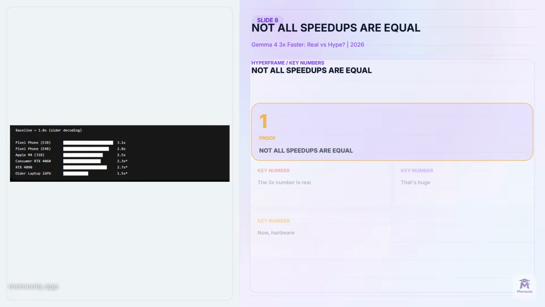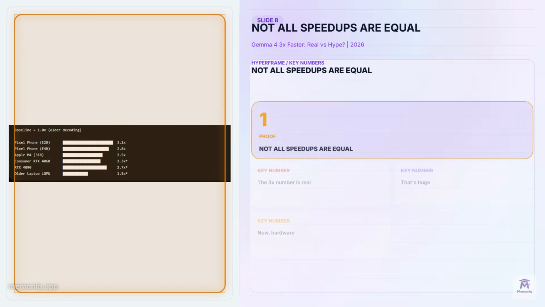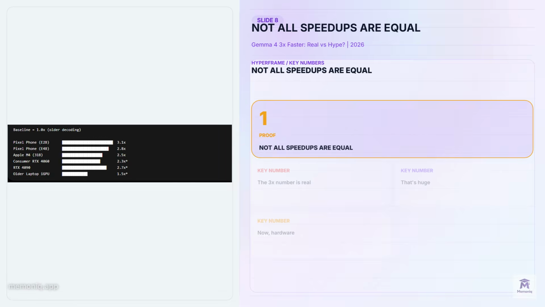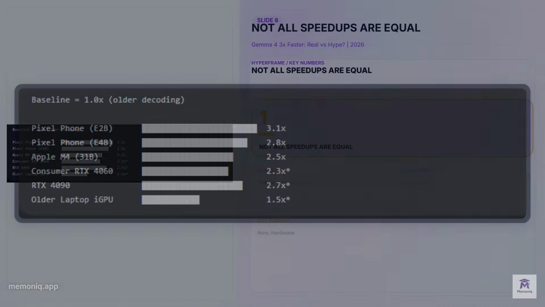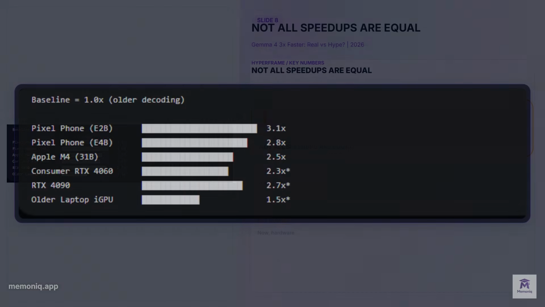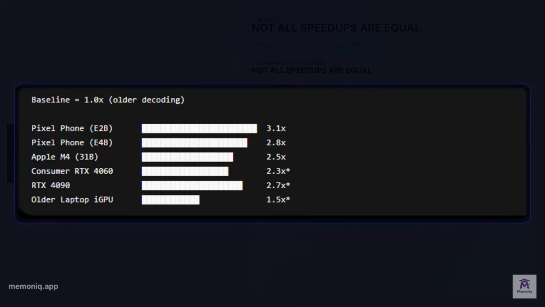The 3x number is real, but it's not uniform. And if you're on the wrong hardware, you might be disappointed. Not every Gemma 4 model gets the same boost, and not every hardware setup sees the full 3x. Let's break down who actually wins here.